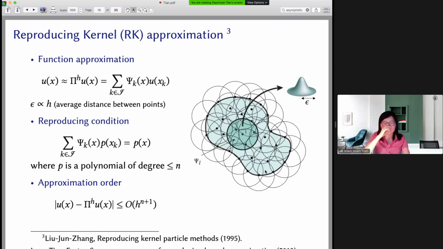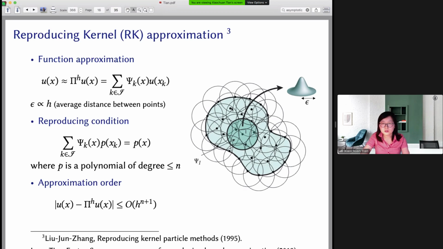And first we have to know what the RK approximation is. It is something like this. If you give me a function u, then I can give you an approximation of u, which is denoted by pi_h u, and that is given by a linear combination of some basis functions phi_k. And these basis functions are generated from a collection of data points xk.